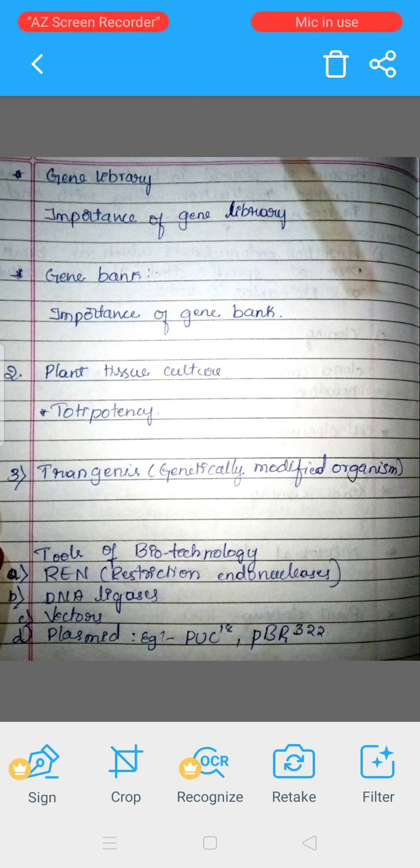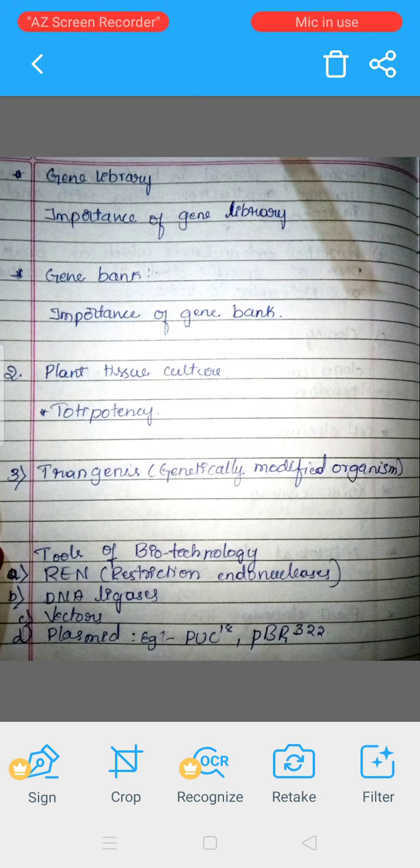And the last one is plasmid. The term plasmid was first coined by Lederberg in 1950. Plasmid is the extrachromosomal DNA present in the cytoplasm of the bacteria. Each plasmid is a circular or linear double-stranded DNA of about 3.5 to 240 kilobase pairs.